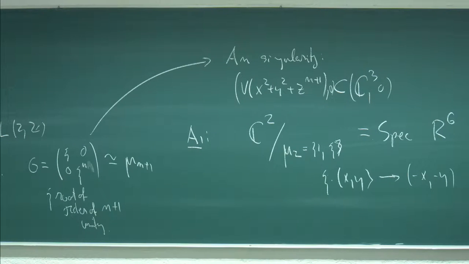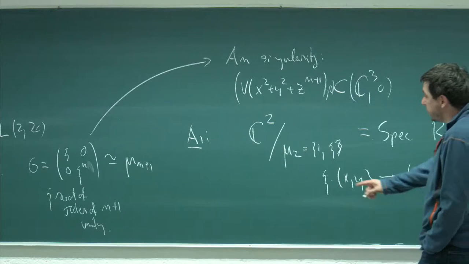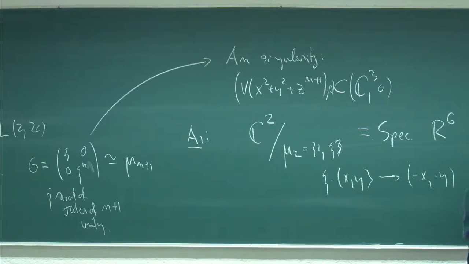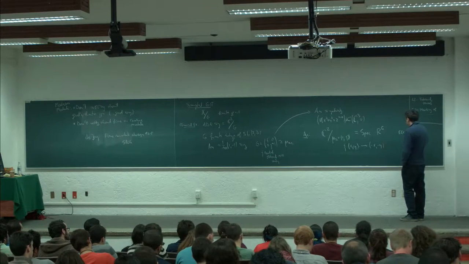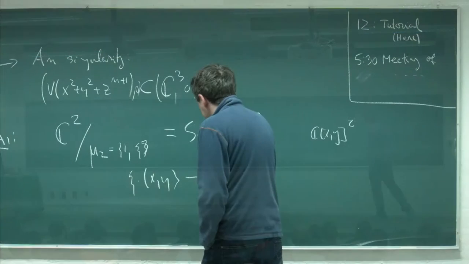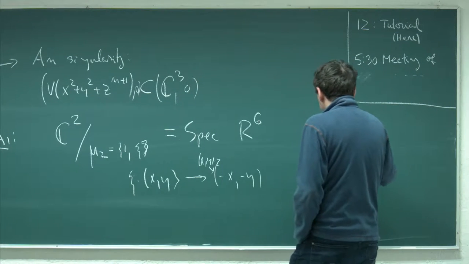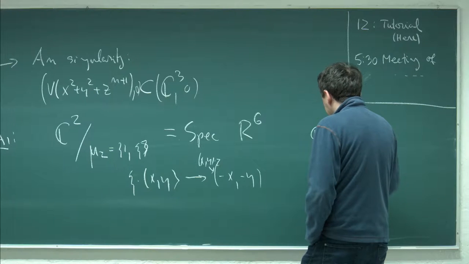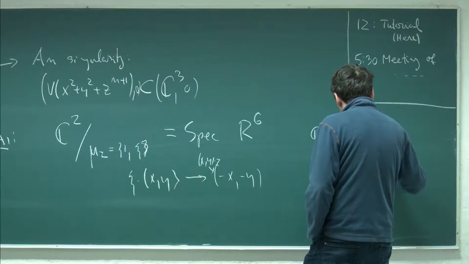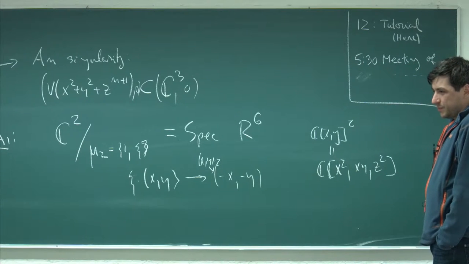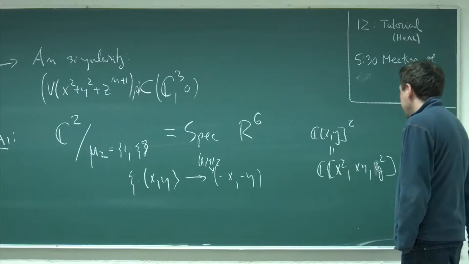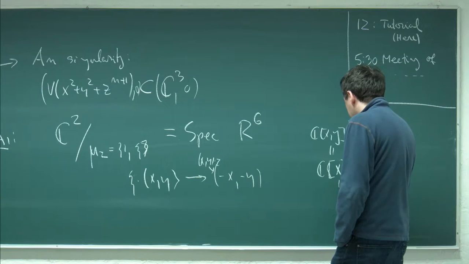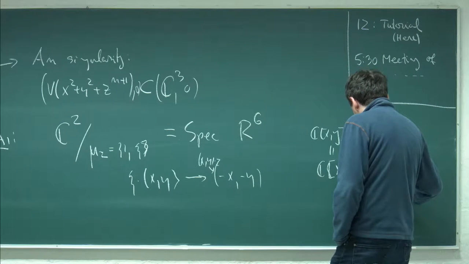So what did we learn so far? If I want to do this quotient, it is the spectrum of the ring of invariants. So what is the ring of invariants? I have x, y here, and I'm taking the invariants with respect to this involution, (x, y) goes to (-x, -y). It's clear what the obvious invariants are: x^2, xy, and y^2. I can call them u, v, and w.